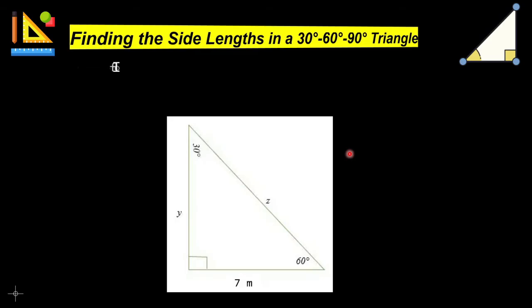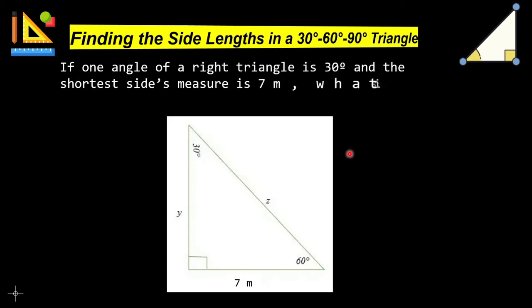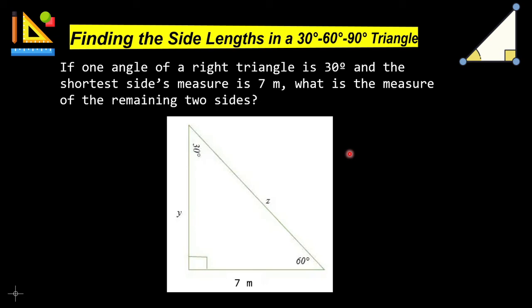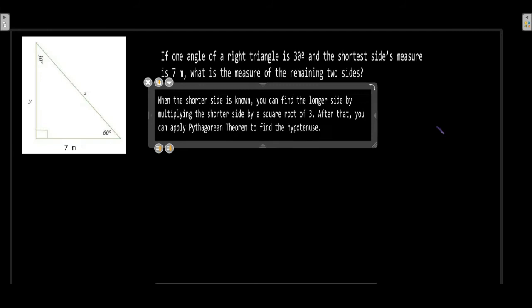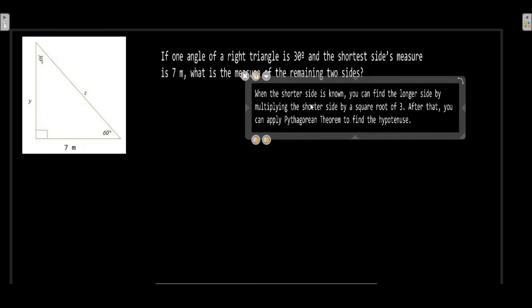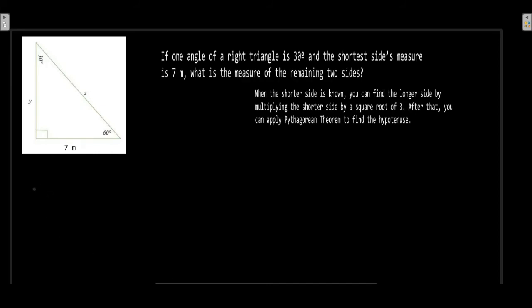Okay, isa pa tayong example. If one angle of a right triangle is 30 degrees and the shortest side's measure is 7 meters, what is the measure of the remaining two sides? So, same situation nung problem natin kanina. Nagbago lang yung ating measure na naging 7. So, try natin i-solve. Dahil same lang din siya kanina, i-apply natin ito. Itong sinasabi daw, when the shorter side is known, you can find the longer side by multiplying shorter side by the square root of 3. Okay, so dito tayo again.